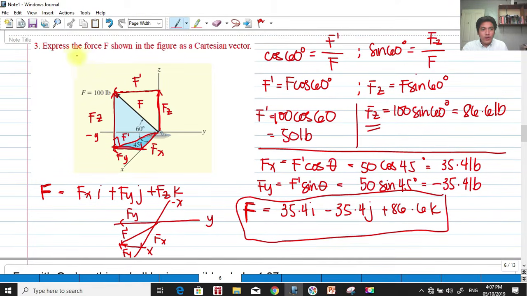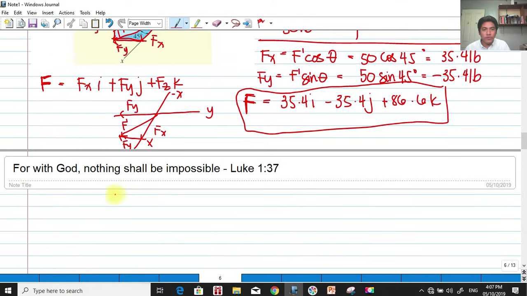And what if we are also asked for the direction angles of F? So what will happen is that the direction angles of F, in order for us to get that, we have to get the unit vector of the F. And that is equivalent to the vector F in Cartesian vector form divided by the magnitude of the F. So let's first get the magnitude of the F. And the magnitude of the F is simply 100.